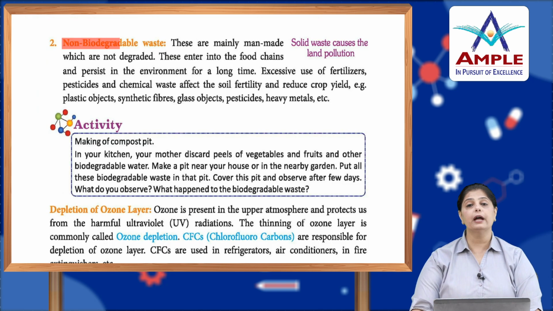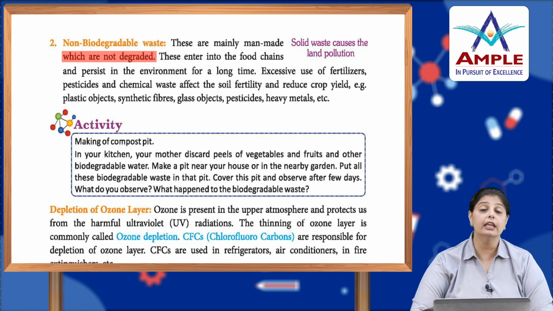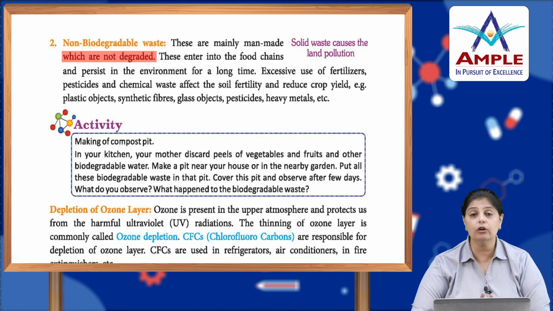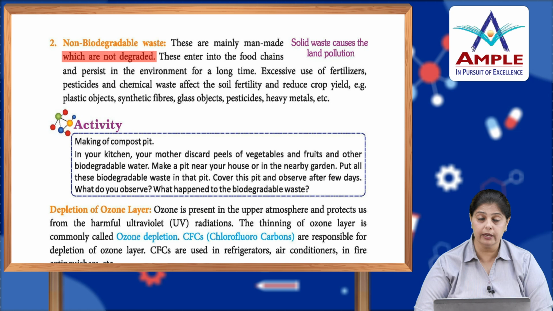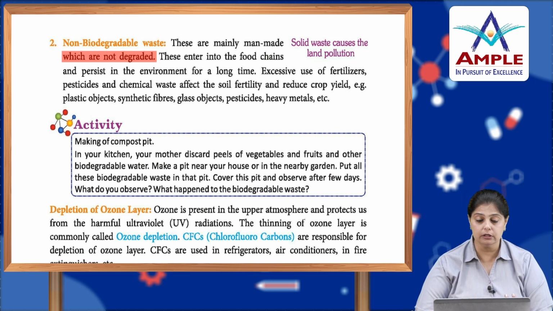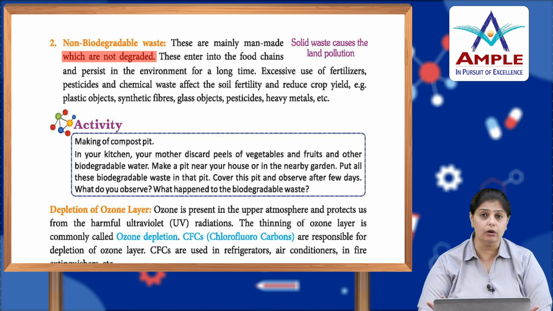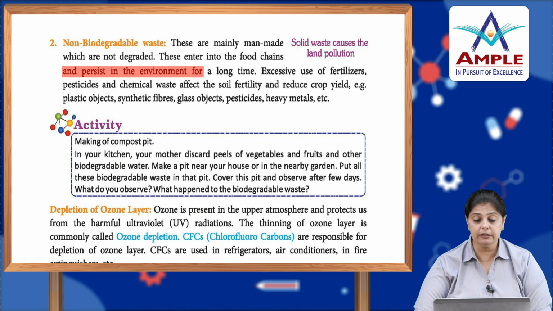Now comes the non-biodegradable waste. These are mainly man-made and they cannot be degraded. That means they cannot be decomposed. They will just lie there on the surface of the earth, and they will take years and years to go away, which is very rare. Plastic and all are non-biodegradable waste. These enter into the food chains and persist in the environment for a long time.